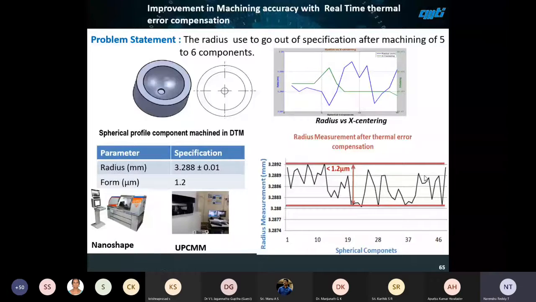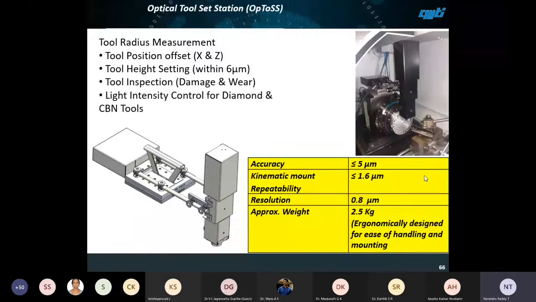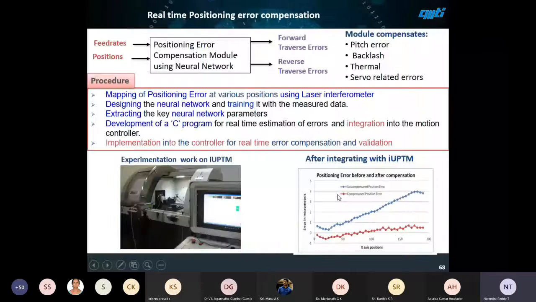We also developed an optical tool setting station with the help of a vision-based system where you can measure the tool wear and tool radius. Here also you need to use some kind of algorithms for measuring the tool wear. And for positioning error compensation, we have used a neural network model.